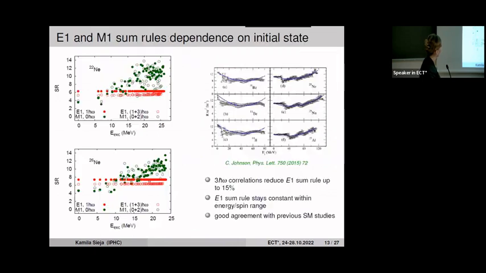Since we are looking to prove or invalidate the Brink-Axel hypothesis, I want to refer to some previous studies on this subject in the literature. The first one is the paper of Calvin Johnson from 2015, where he did large-scale shell model calculations, but he studied only the sum rules of different operators. And he studied the behavior of the sum rules as a function of excitation energy.